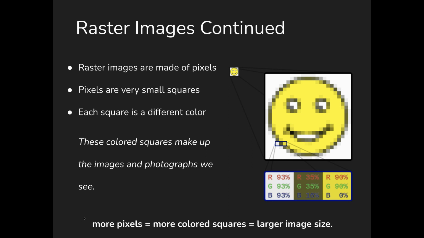Now, raster images are made up of pixels. Pixels are very small squares, and each square is a different color. These colored squares make up the images and photographs that we see. Now, more pixels equals more colored squares, and that makes a larger image size.